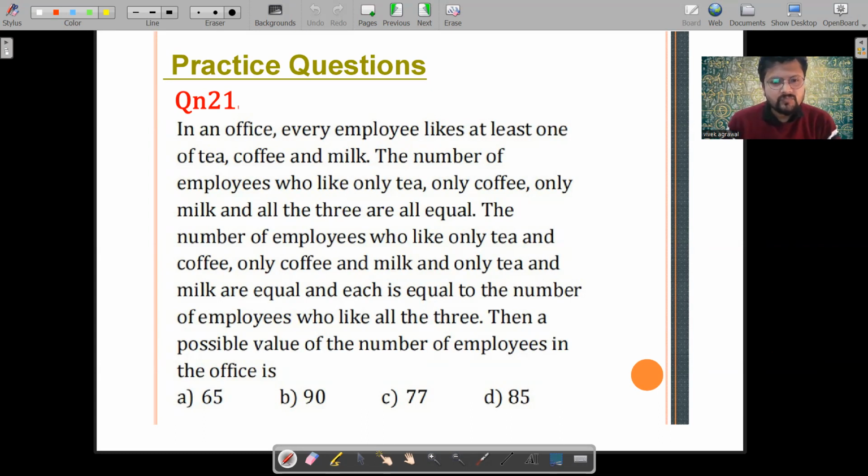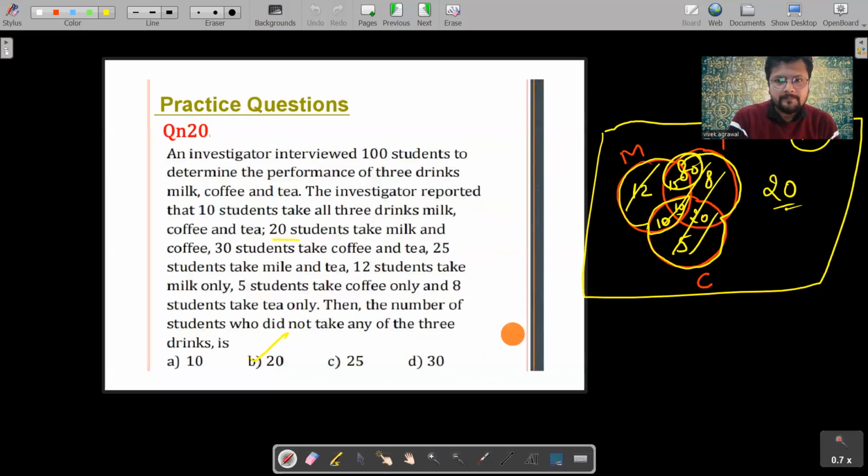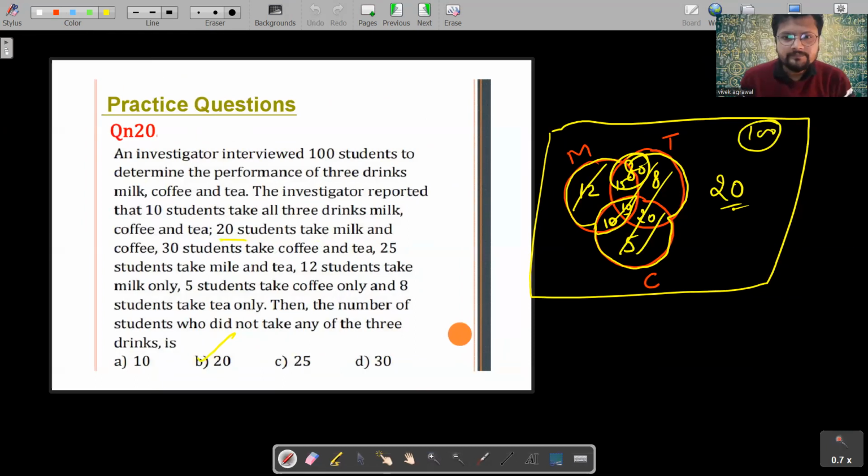Sir, could you just go back to the previous slide? I just need to take a screenshot. Okay. Do you still have any confusion in this? No. Okay, thank you, sir.